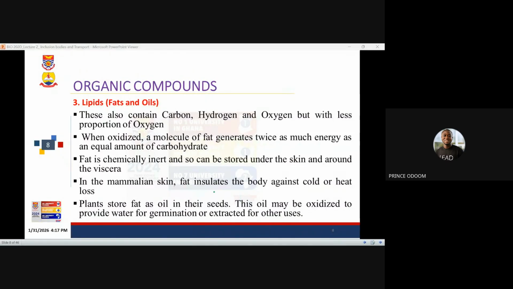It means that they can be oxidized to produce water for germination or extracted for other purposes. So let's have that in mind, that when you see a seed germinating and there is no water, it doesn't necessarily mean that water is an important component needed for germination. But the fat oil can also be oxidized, and once water is produced and the seed is viable and the soil is okay, germination will take place, even without you necessarily pouring water on it.